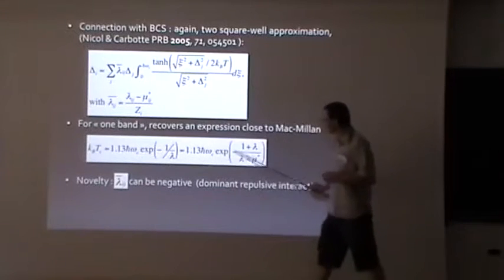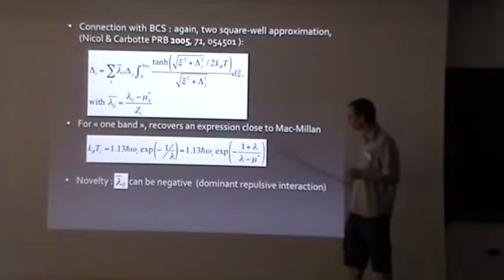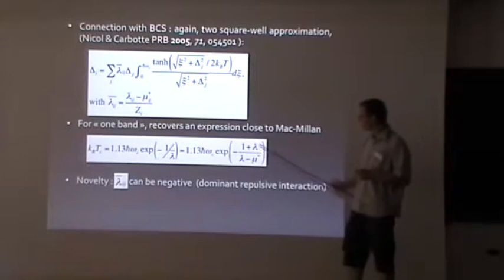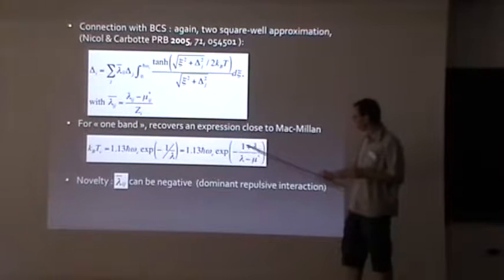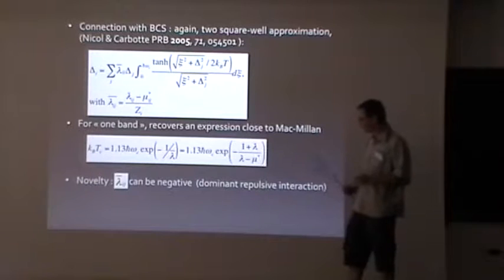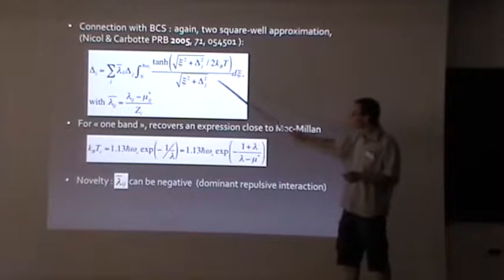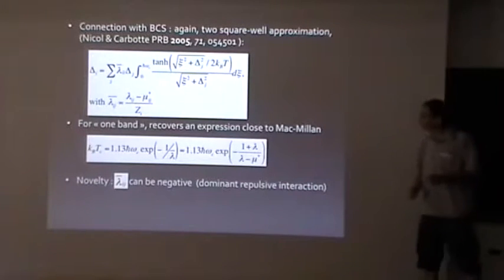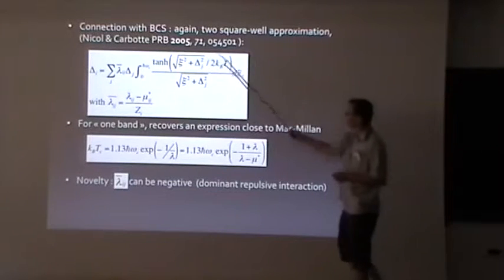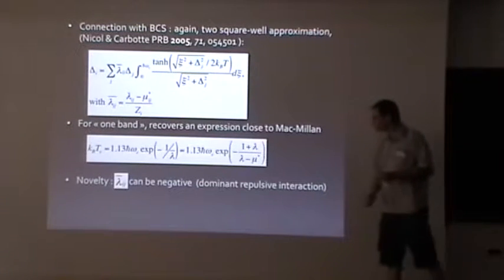And if you look at that, for one band, this is very close to the famous McMillan expression, where you replace 1 over lambda by 1 plus lambda. But this you can derive very simply from the simplified model, starting from the Eliashberg equation.